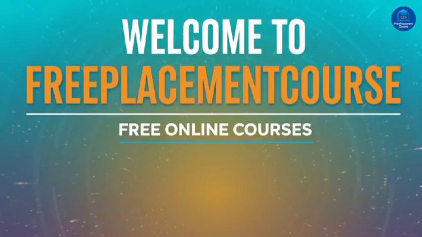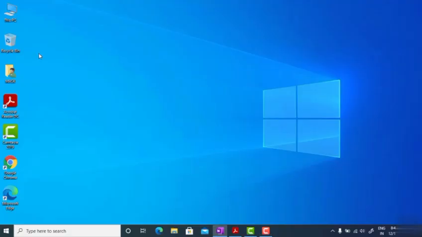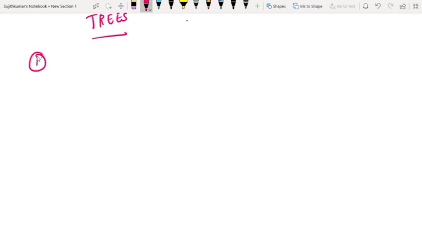Okay, guys, let's talk about the basic tree terminologies. The terminologies that you should remember, the basic concepts that you should remember when you talk about data structures, particularly non-linear data structures, especially trees. The first terminology is nodes and edges.